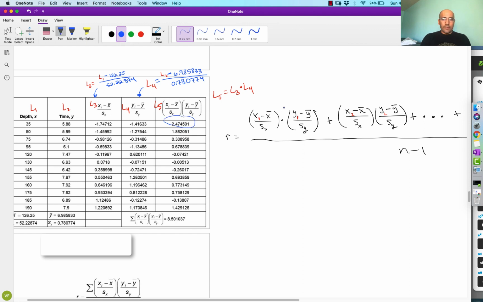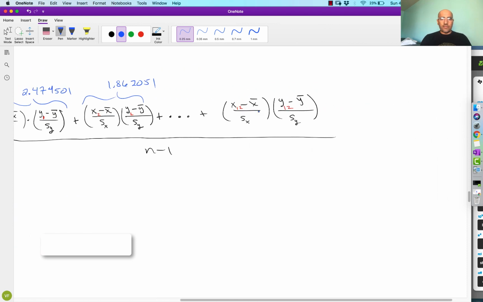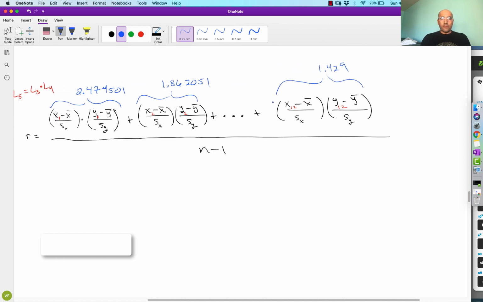Okay, well, in our table, this whole table over here, this number right here is this number, right? We found the z-score of the x sub 1, the z-score of the y sub 1. We multiplied them together, and that's what this number is. 2.474501. Good. And then the next one, this one, that's this number, 1.862051. And then the very last number, 1.429, that's this guy. Good.